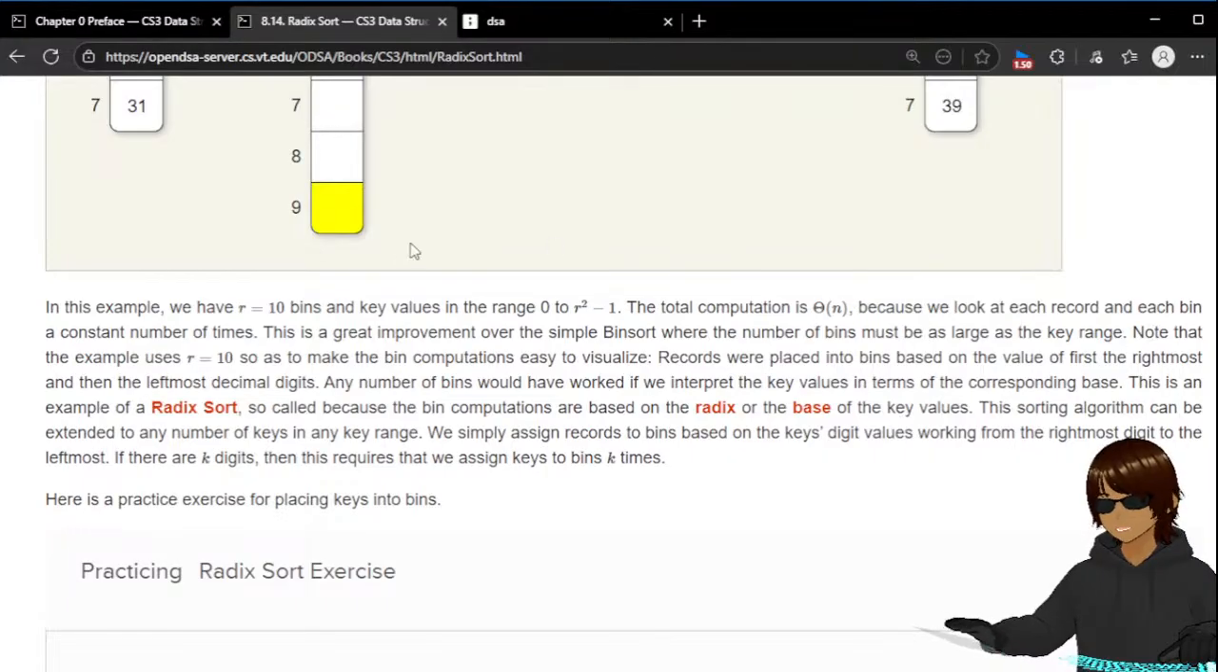Note that the example uses r equal to 10 so as to make the bin computation easy to visualize. Records will be placed into bins based on the value of first the rightmost and then the leftmost decimal digit. Any number of bins would have worked if we interpret the key values in terms of the corresponding base. This is an example of a radix sort, so called because the bin computations are based on the radix, or the base, of the key values.